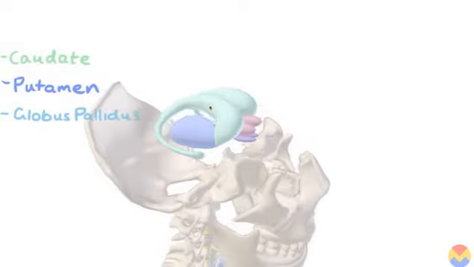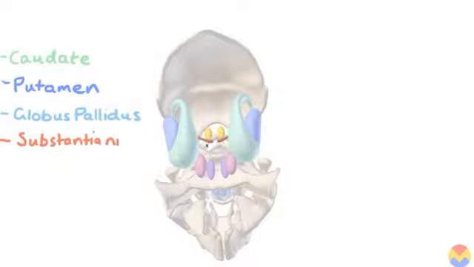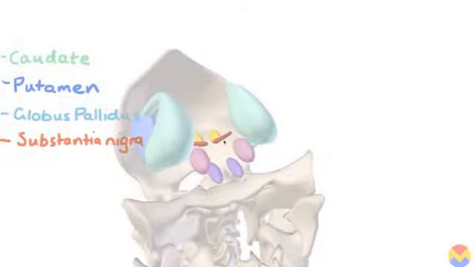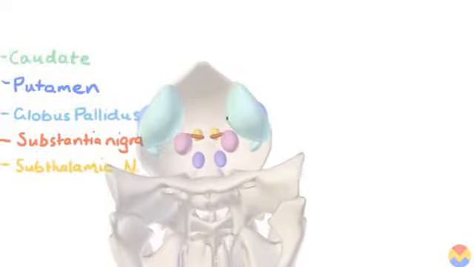Let's have a look at the other parts now. Next cab off the rank is the substantia nigra. They're embedded in the midbrain, so we can only see them here now because we've got rid of the midbrain already. Next to that, the subthalamic nuclei, true to the name, sit underneath the thalamus, which sits up here.